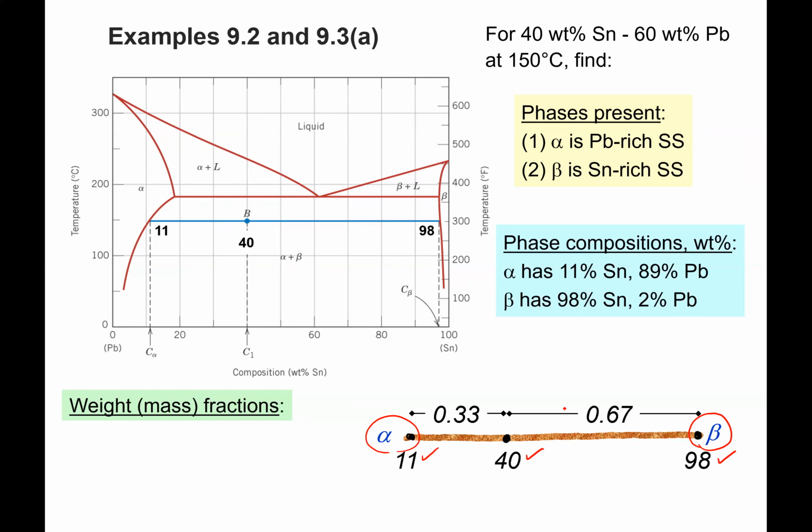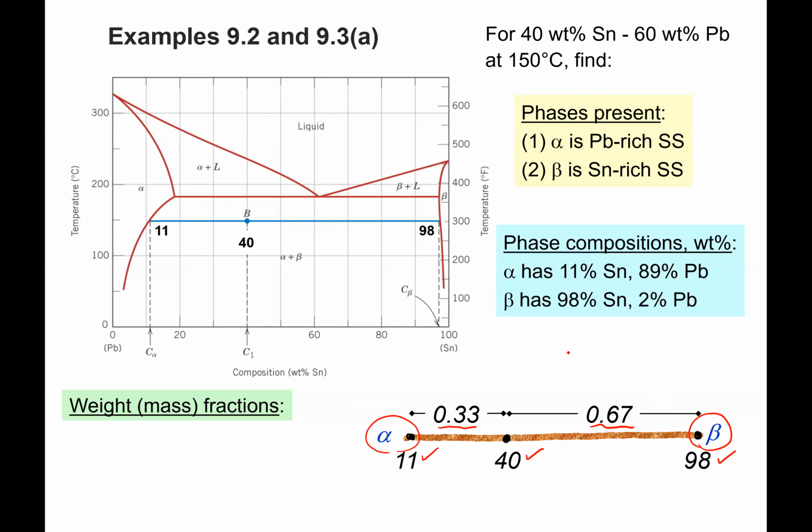And above this, I already have the answers. We'll get to these, but this fractional part on the left side is 33%, and this fractional part on the right side is 67%. Again, they have to add to 1 to equal the whole tie line. So those are going to be my two answers for the mass fractions of the two, alpha and beta.